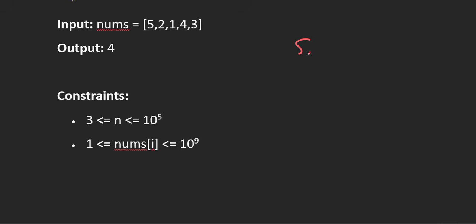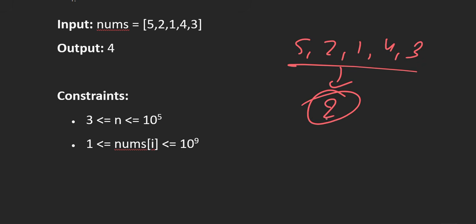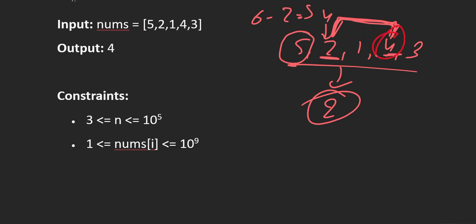example. In this example we are given the array 5, 2, 1, 4 and 3. So how many maximum special indexes can we have? At max we can have 2 special indexes. That can be either these two only. To make this index special, it should be greater than 5, that is, it should be equal to 6. So 6 minus 2, the cost for this is 4. Then this index is already a special index, right? So no need to make it special. So the total number of operations is 4, right? So the output is 4.